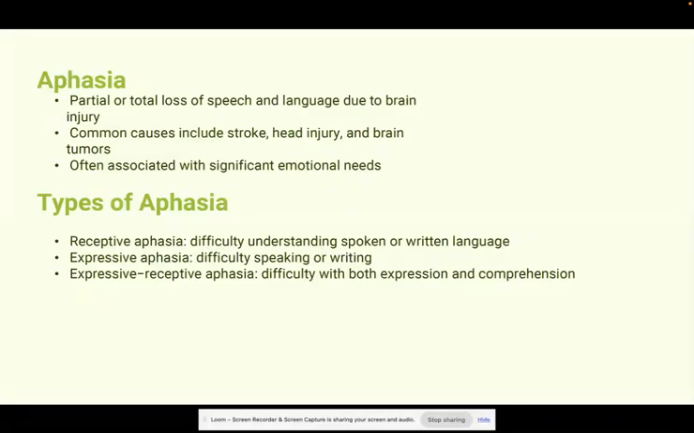As for types of aphasia, we have receptive aphasia, which means difficulty understanding spoken or written language. That's receptive. Expressive aphasia is difficulty speaking or writing. And then global aphasia is difficulty with both expression and comprehension. Again, we have receptive, expressive, and both expressive and receptive.